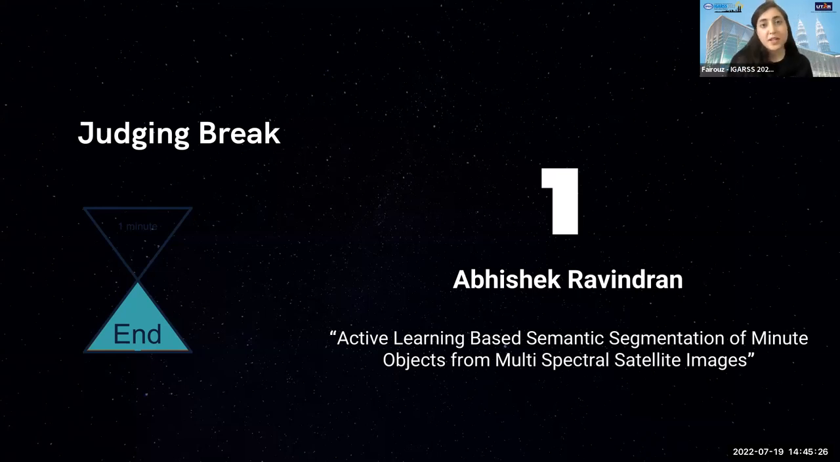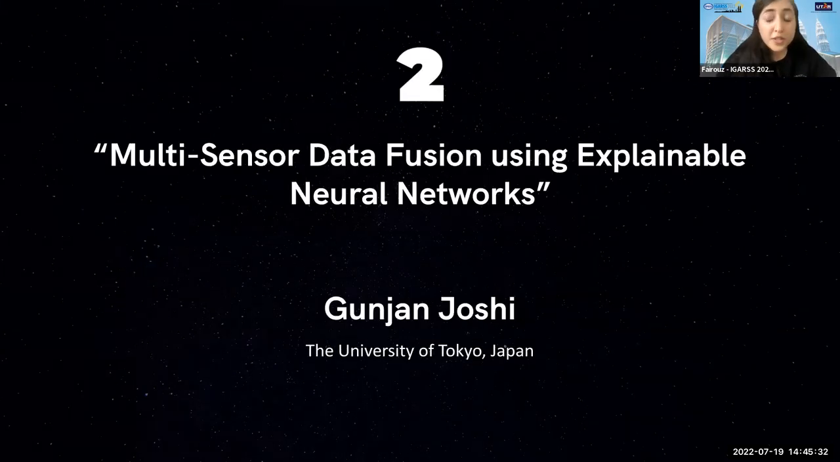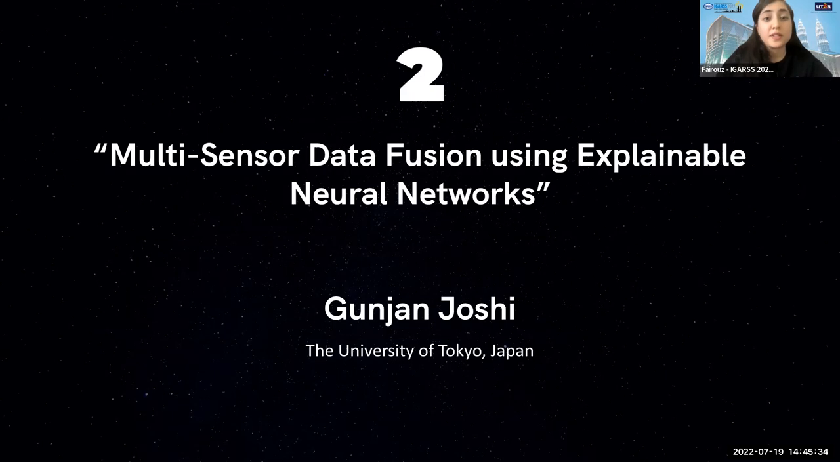give your score already for Abhishek, and now we can move to the second finalist, Gunjan Joshi from the University of Tokyo, Japan. She's going to talk about multi-sensor data fusion using explainable neural networks. Gunjan, hello. Hello, Feroz. I'll start now. Okay.